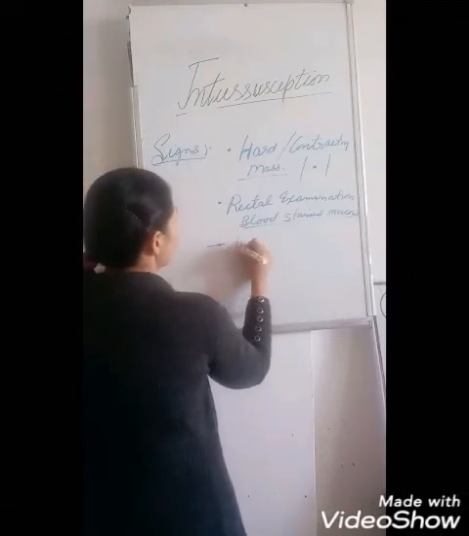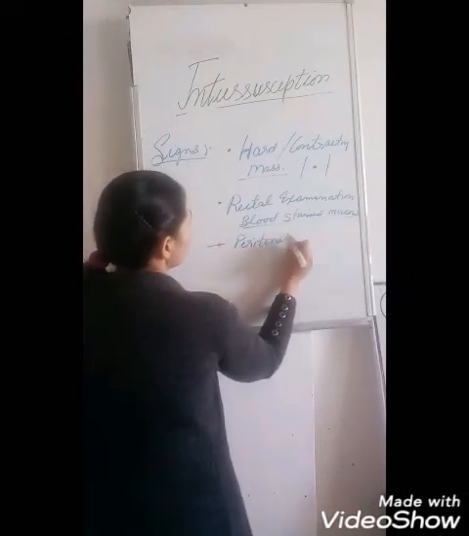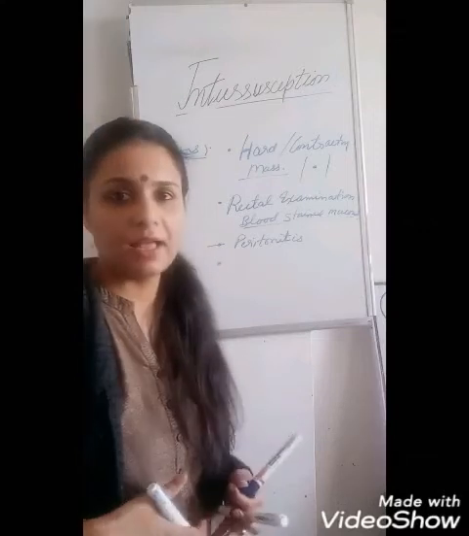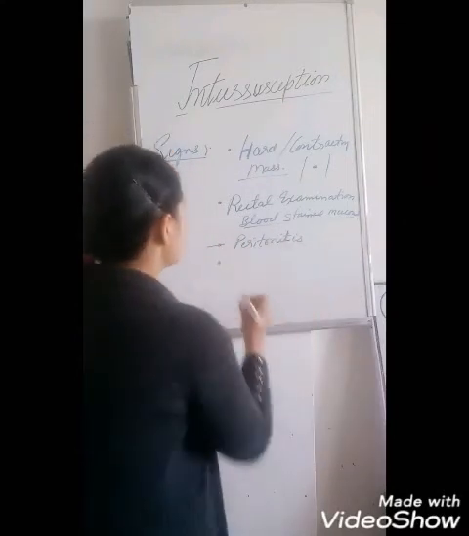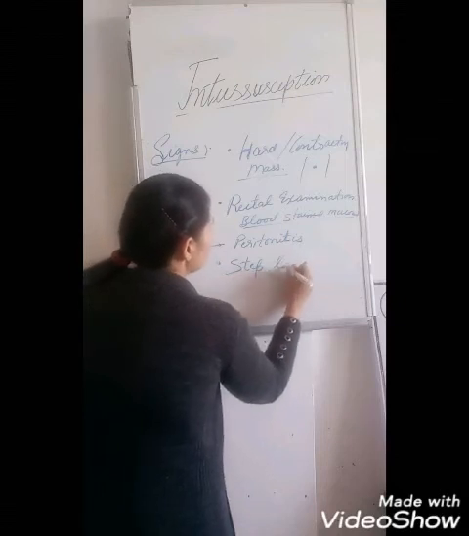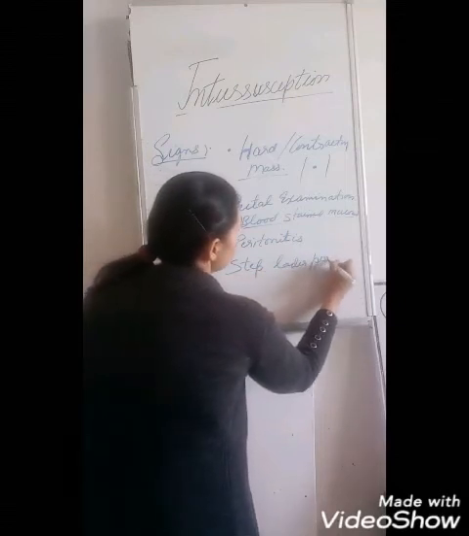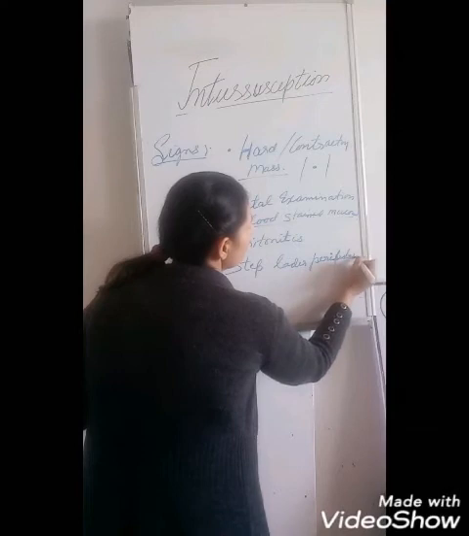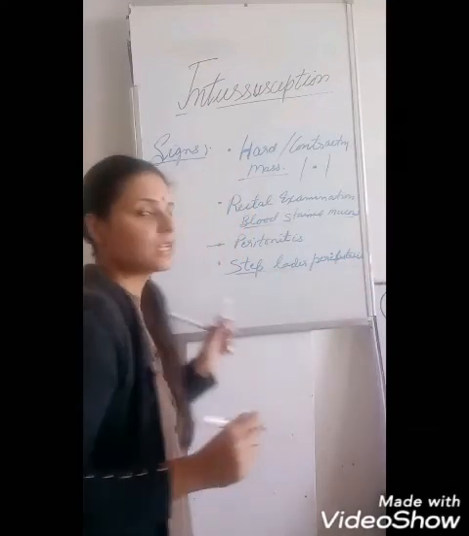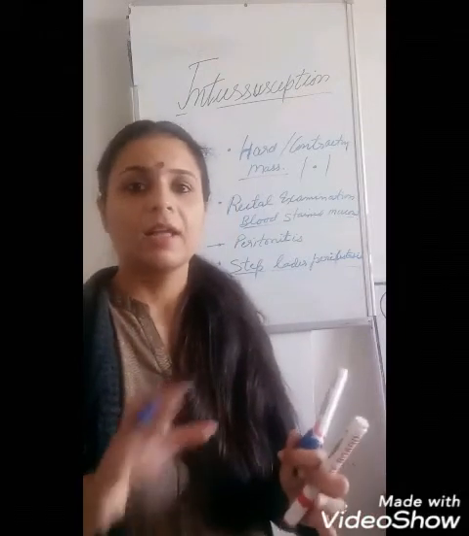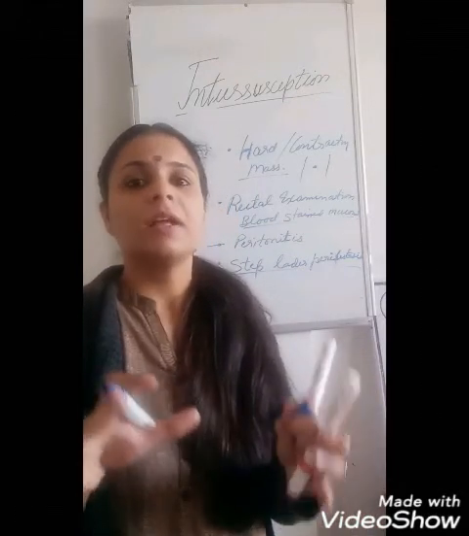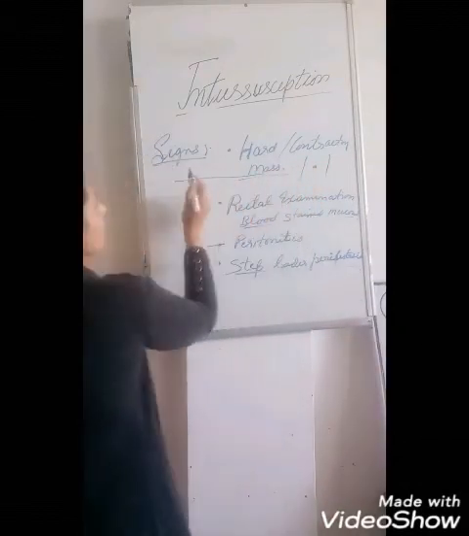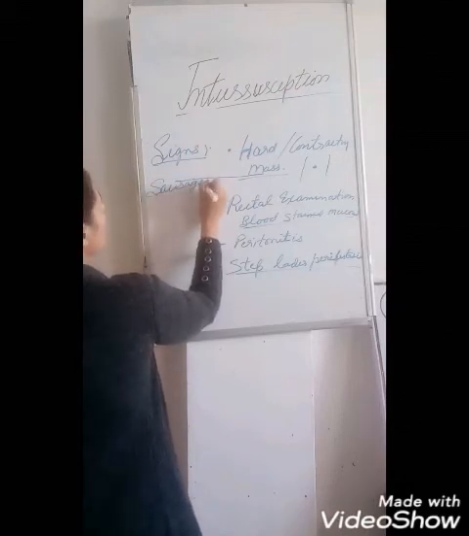Then there are features of peritonitis also. Also you will notice at that area the step ladder peristalsis. Step ladder peristalsis is visualized at that area. At that umbilical region you will feel the hard contracting mass, and that mass is sausage shaped.